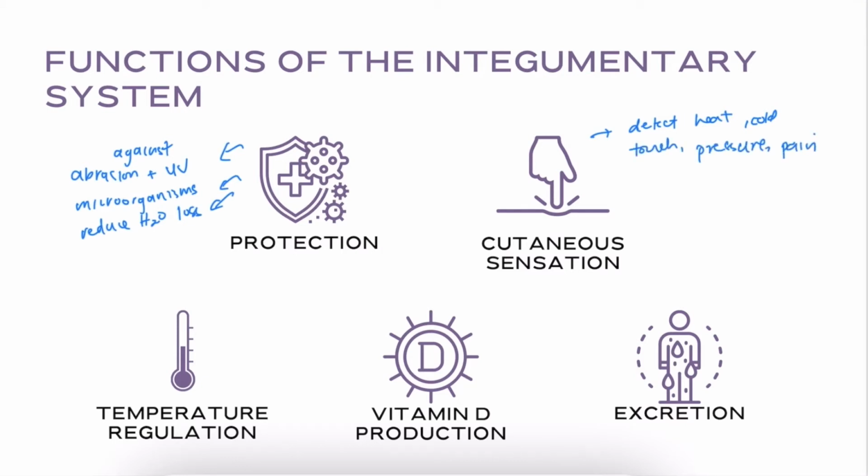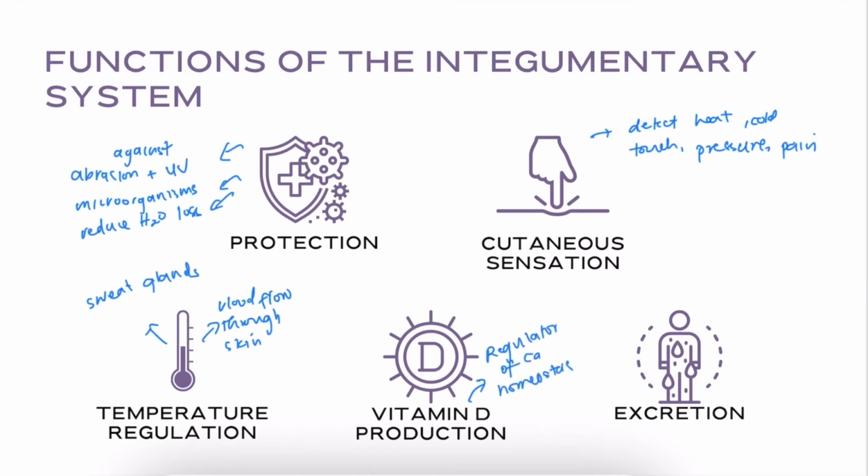It also functions with temperature regulation, so the amount of blood flow through the skin and the activity of sweat glands help regulate body temperature. It also has functions with vitamin D production, so when exposed to ultraviolet light, the skin produces a molecule that can be transformed into vitamin D, which is an important regulator of calcium homeostasis. And finally, we have excretion, where small amounts of waste products are excreted through the skin and glands.